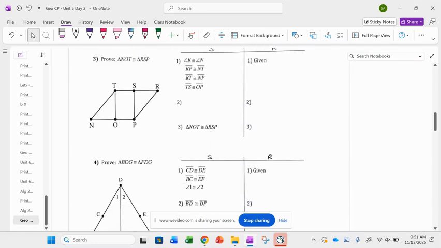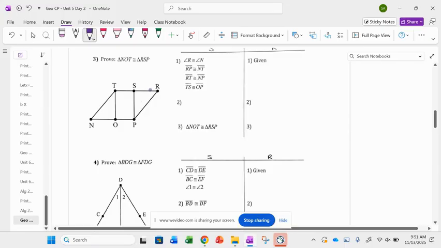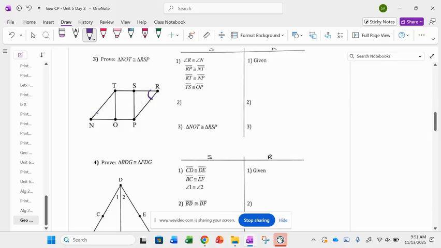All right, next one. So I'm going to mark everything we have. Angle R is congruent to angle N. RP is congruent to NT. RT, look how I mark this. RT is congruent to NP. And TS is congruent to OP.